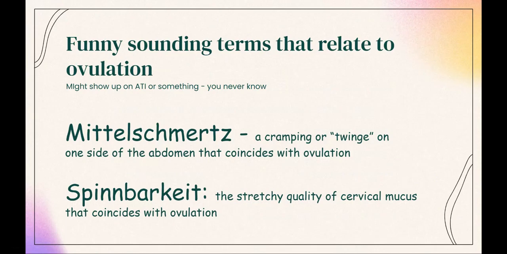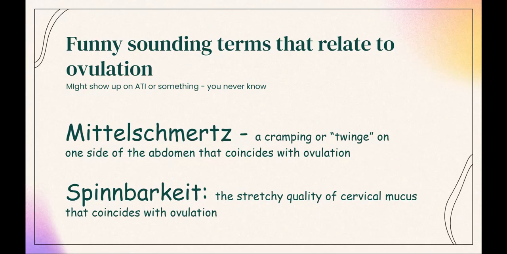Spinnbarkeit is the stretchy quality of cervical mucus that coincides with ovulation. If you want to know what Spinnbarkeit looks like, crack an egg into a bowl, dip your fingers into the white of it, not the yolk, and then stretch your fingers out. It should stick to your fingers and form a thread that's about 2.5 inches long. Cervical secretions will do the same thing during ovulation.